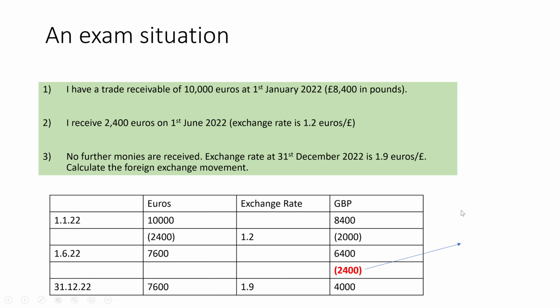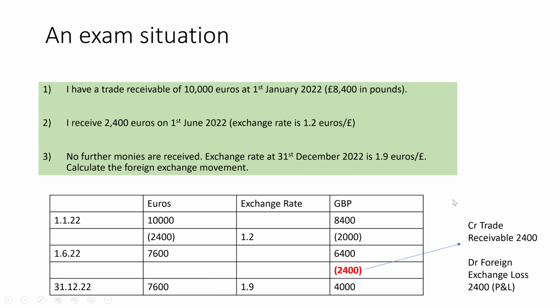So what are the double entries for this? Well, simple. Think about it. Our trade receivable has gone down, so we credit trade receivable 2,400, and the debit goes then to foreign exchange loss, which is a P&L account. That's all I wanted to say, really: a table is really helpful for doing these kinds of questions, and if you play your cards right, you can get all the marks for the calculation.